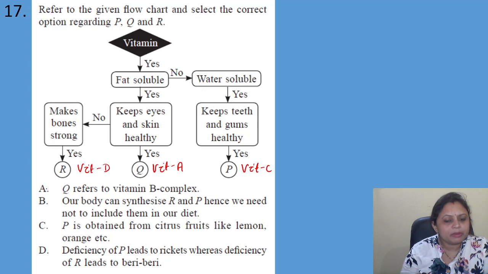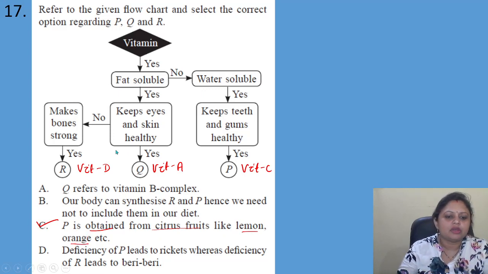Q refers to vitamin B complex. B. Our body can synthesize R and P, hence we need not include them in our diet. C. P is obtained from citrus fruits like lemon, orange, etc. D. Deficiency of P leads to rickets, whereas deficiency of R leads to beriberi. Okay. So here the correct answer is option C. P, that is vitamin C, is obtained from citrus fruits like lemon, orange, etc.